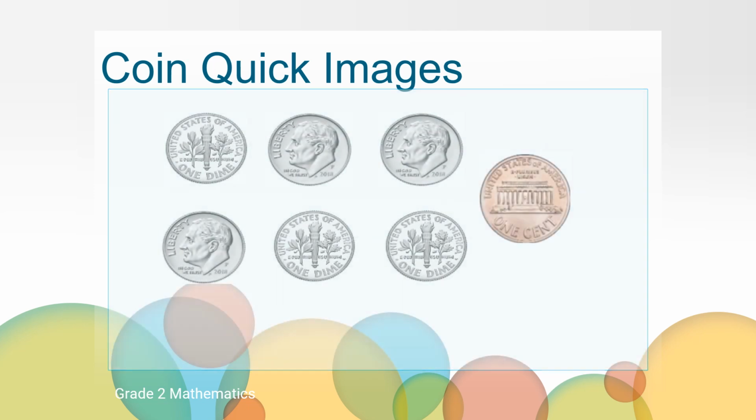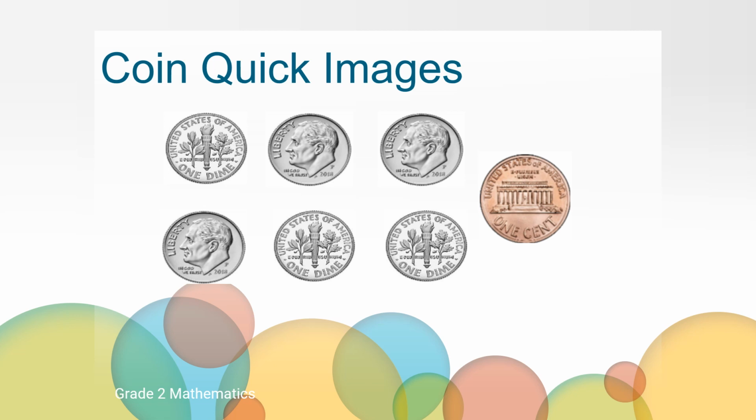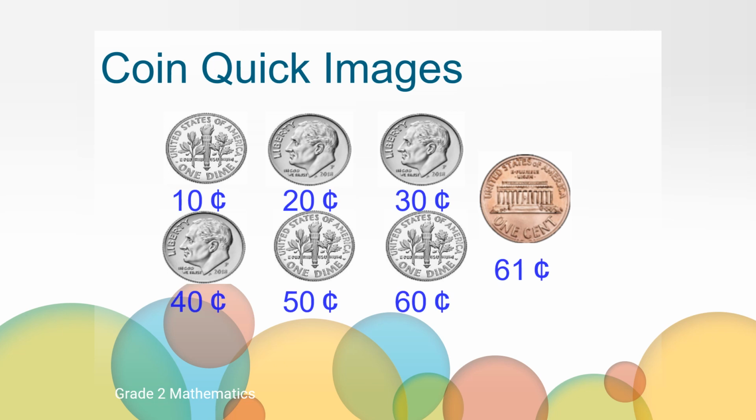What did you see? I saw 6 dimes and 1 penny. I knew it was 6 dimes because it looked like the pattern for 6 that I've seen on a dice. Each dime is 10 cents. I counted by 10s to find the total. 10, 20, 30, 40, 50, 60 cents. And then I added the penny, which was 1 more cent. So I knew it was 61 cents.